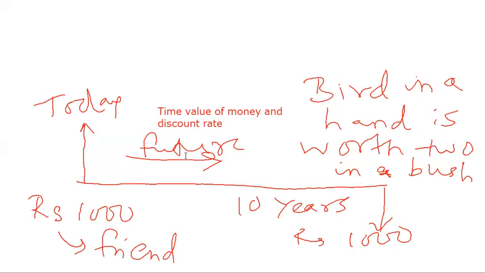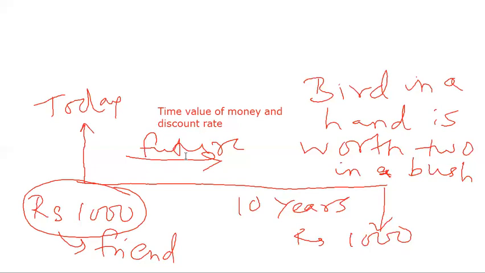Whatever the value of this 1,000 rupees is today, in the future this value is going to be less. So in order to know how much the value is in the future, we use the concept called the discount rate. What is the discount rate? We need to understand at what rate this value is reducing. If you know the rate at which the value is reducing, we know the discount rate.